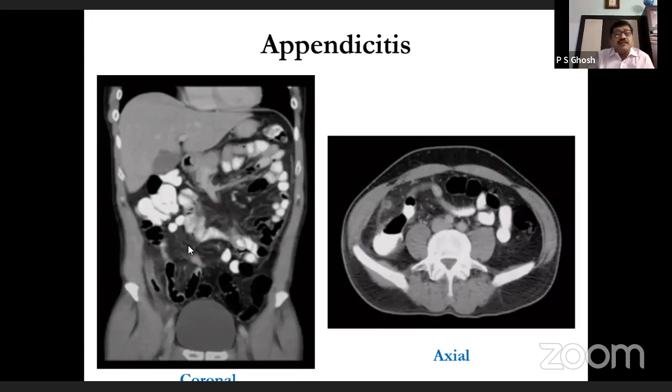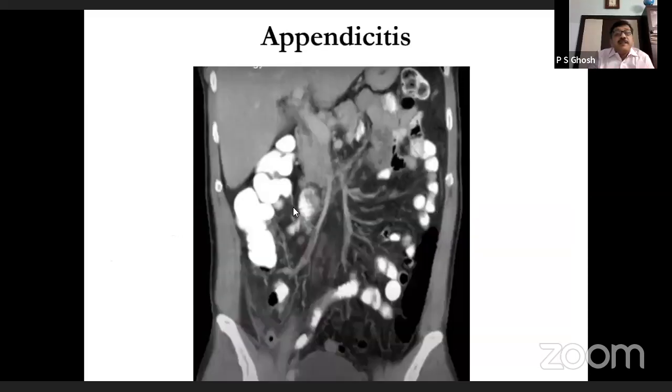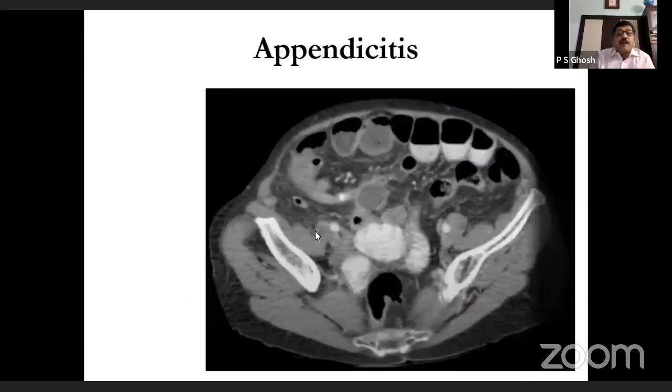Here in this coronal section, we can see a structure in the right iliac fossa, and we also try to see the appendix in the axial cuts. If we enlarge that image, we can see that this is the appendix. It's a blind tubular structure, but the width is more than 6 millimeters. In the same patient, we can see some changes in the periappendiceal area, like fat stranding, which is greater than the normal fat, as well as some reactive lymph nodes here, which indicates the diagnosis of appendicitis.